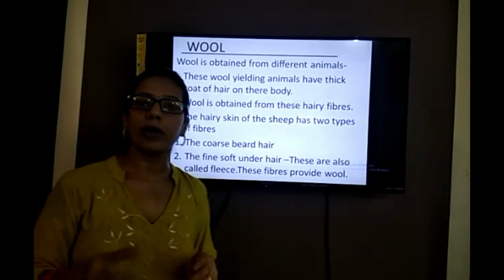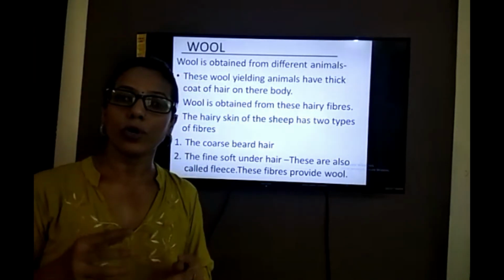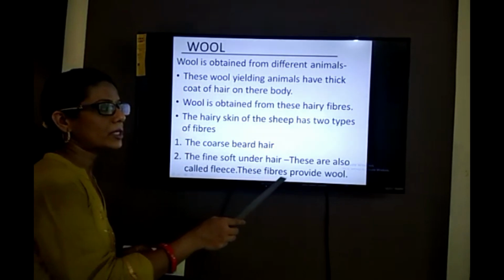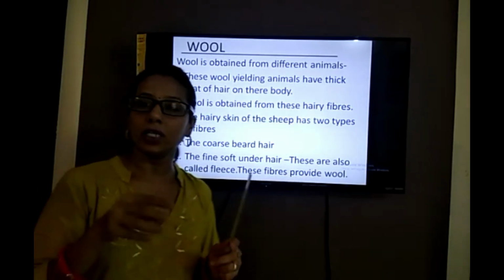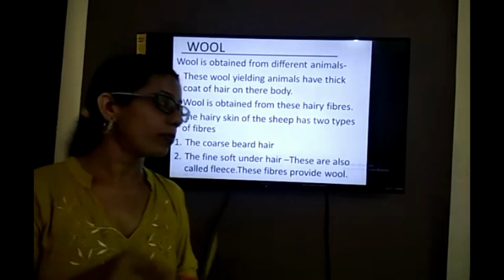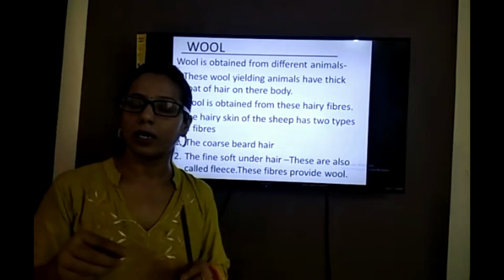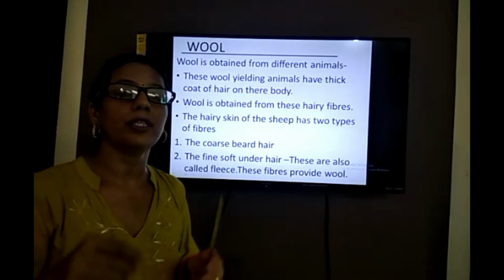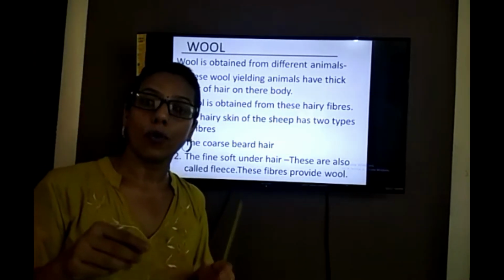The second is the fine soft under hair. These fine soft under hairs are also known as fleece, and these fibers provide wool. Generally, these fibers are obtained from the undercoat, the fine soft under hair. They provide us very soft wool, and this wool is very warm.